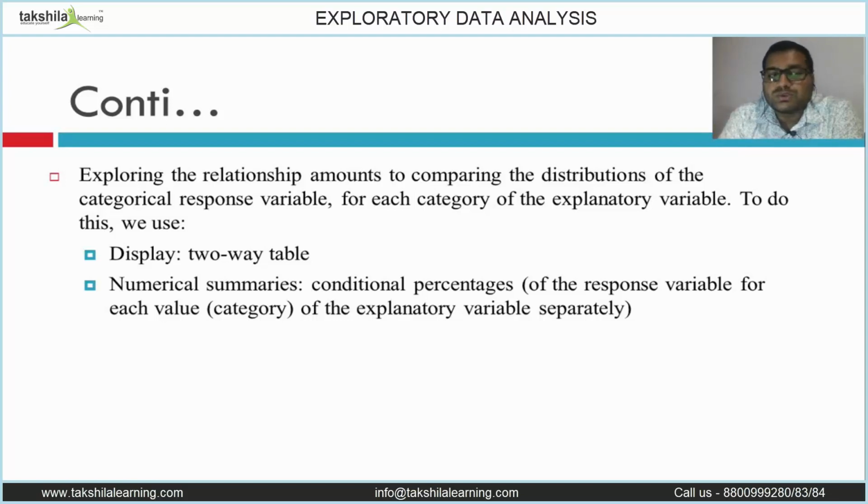Then exploring the relationship amounts to comparing the distribution of the categorical response variable for each category of the explanatory variable. To do this, we use two-way tables. If we have two or more different kinds of categories, we use a two-way table. And if we have numerical summarization, we go for the conditional percentage of the response variable for each category of the explanatory variable separately. So let's see what it is.